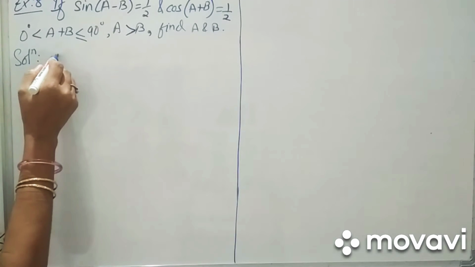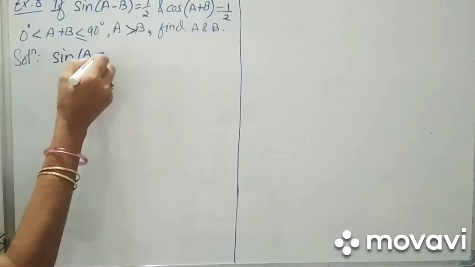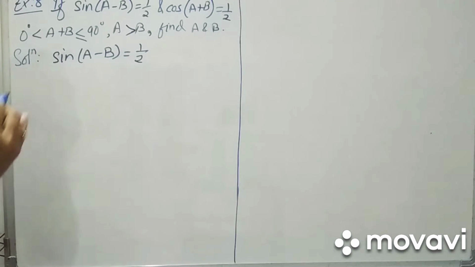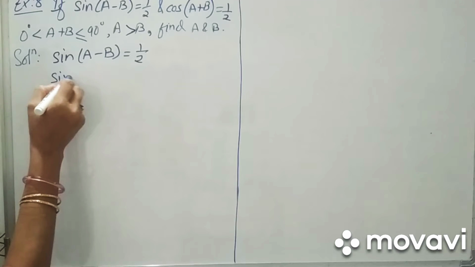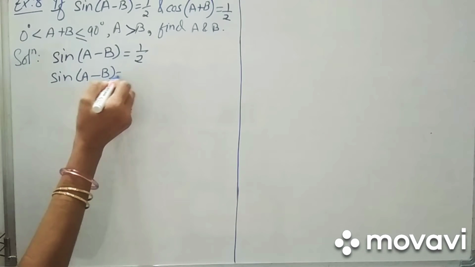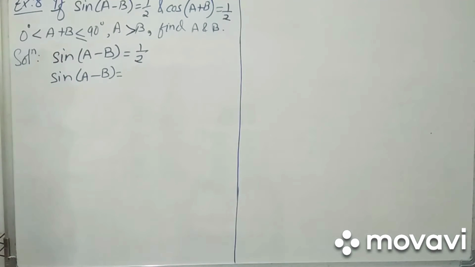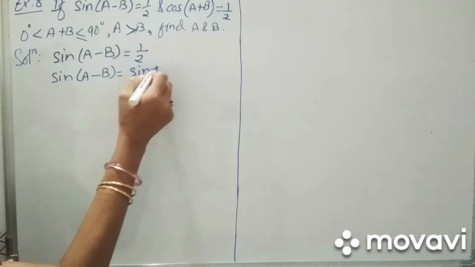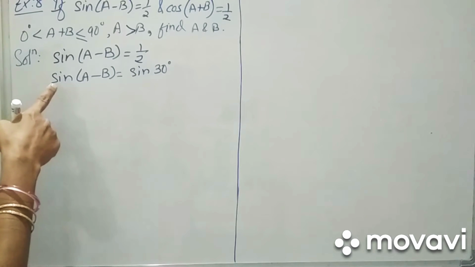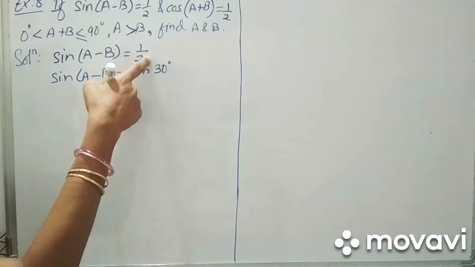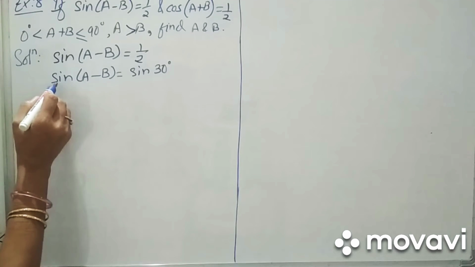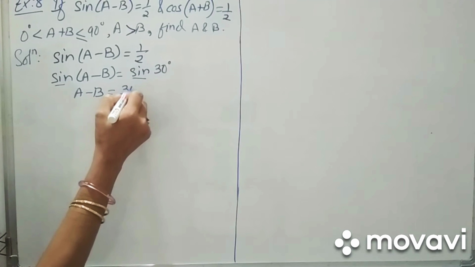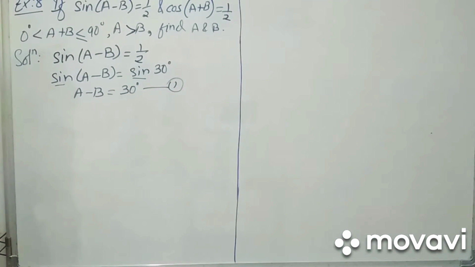Now, we will simplify it. How? Sin(a minus b) is equal to half, it is written. Now, for which degree of sine do you get the half value? From the table, what will we get? Sine 30. Wherever the sine is there, we use the half value for the sine. Both the sides sine is there, so it is eliminated. So a minus b is equal to 30 degree, equation 1.